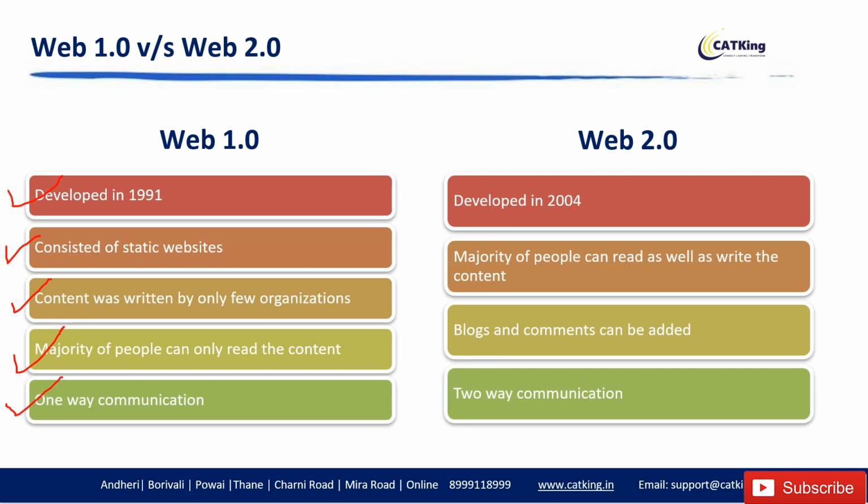In Web 2.0, which was developed back in 2004, there were some changes being made. What were these changes? Majority of people can read as well as write the content. This was sort of the growth era for bloggers, for websites to have their own content put in, right? Blogs and comments could be added, and there was a way for two-way communication to come into the picture.